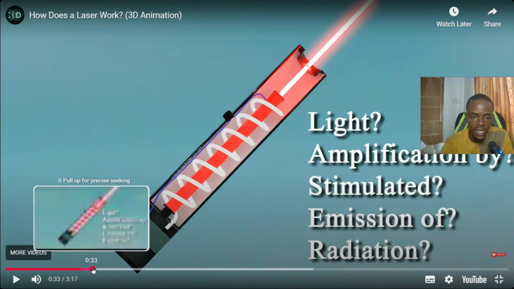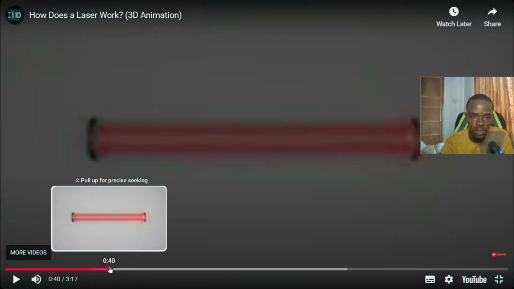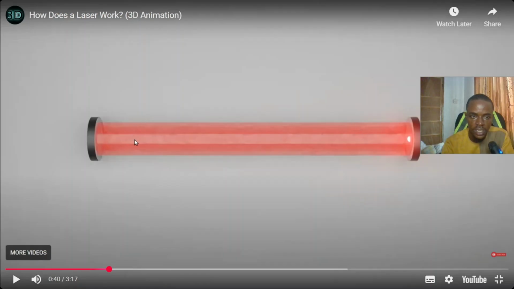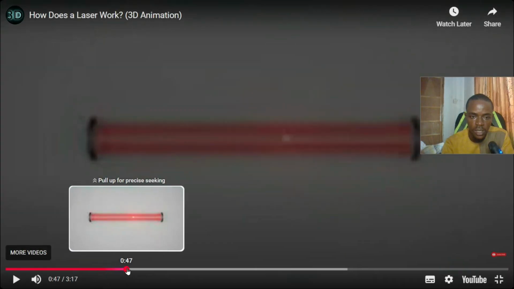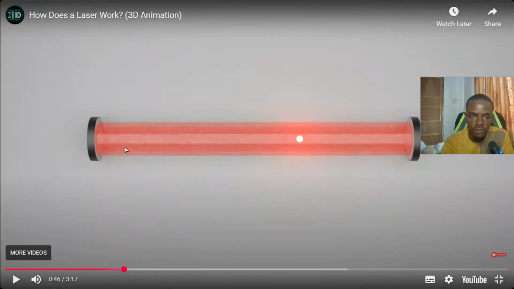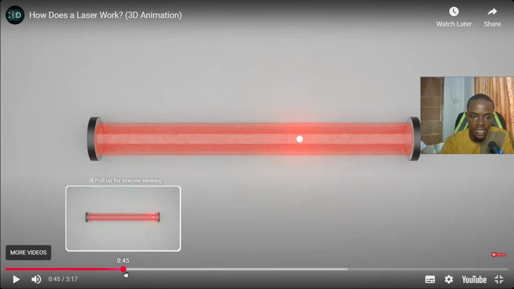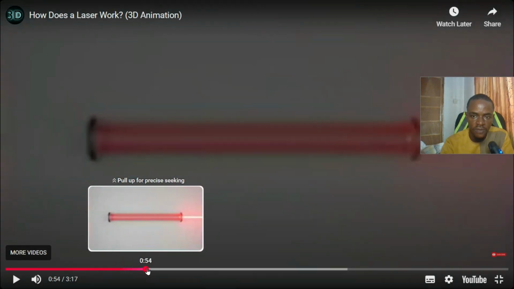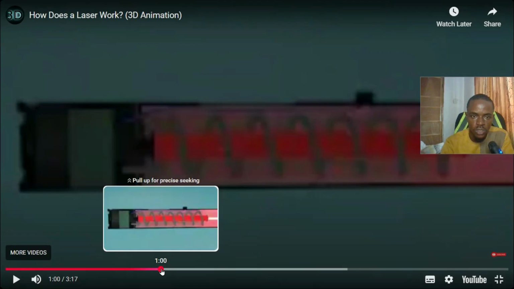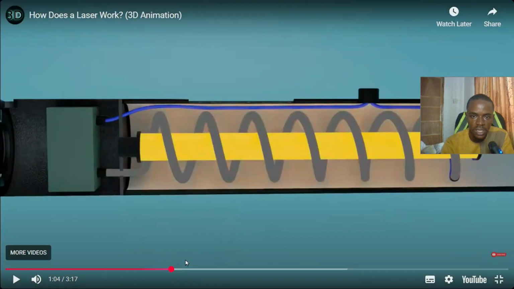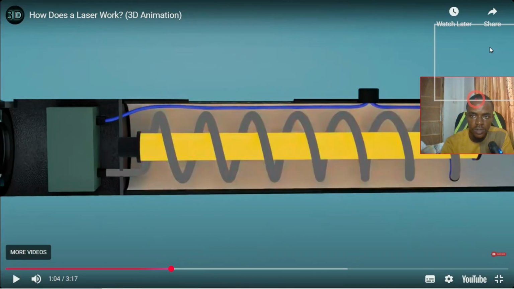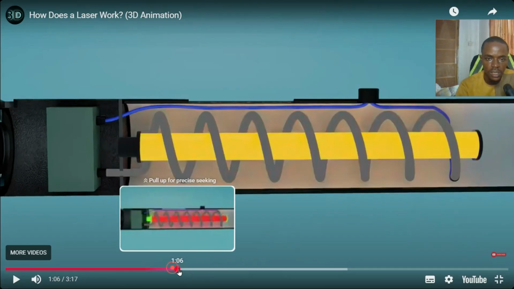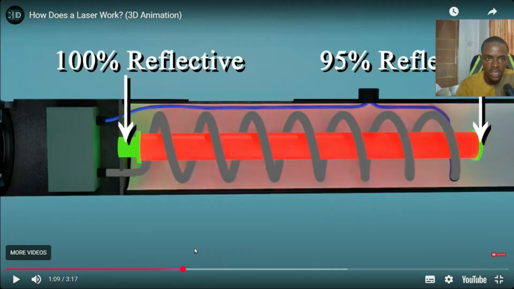So here is another one. Let me just show you. This is the medium I'm talking about. You can see once these photons move left and right, they expand. I also leave the link to this video so that you can actually watch and understand it.